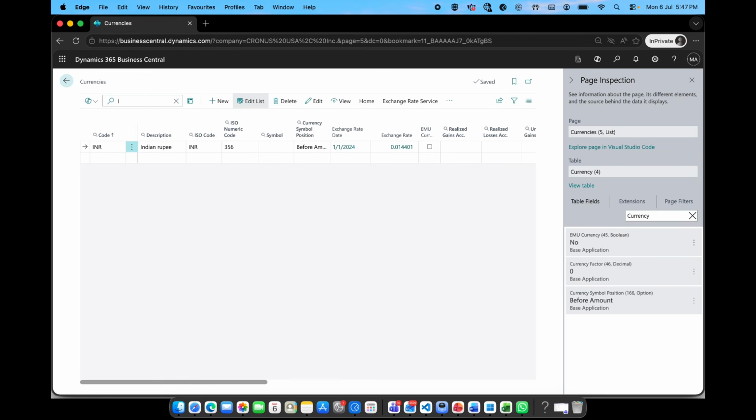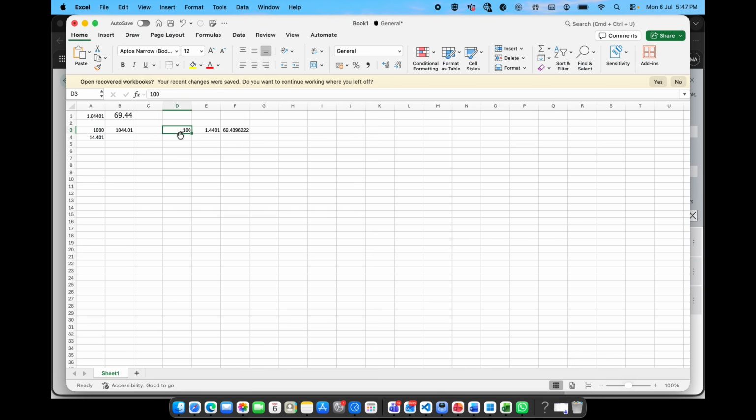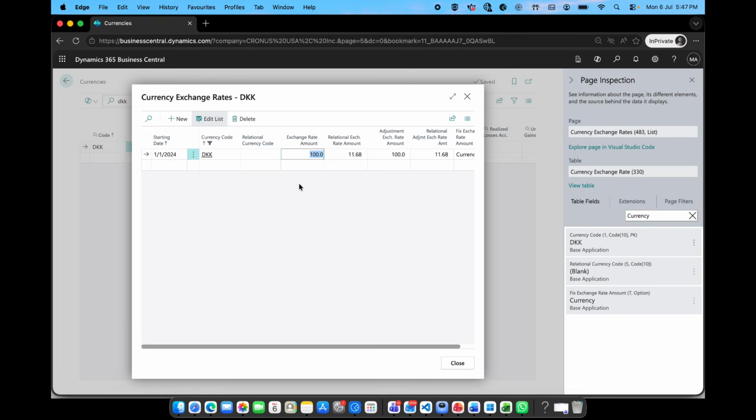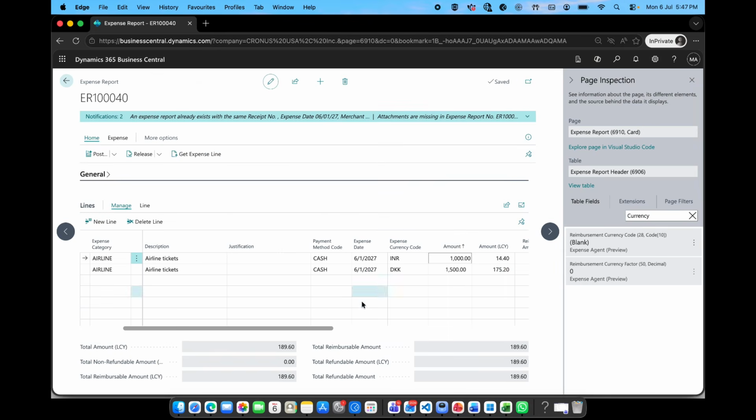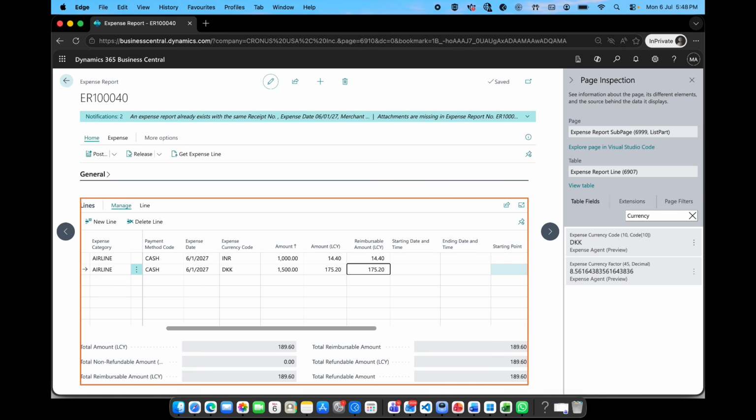And if I talk about DKK, I think, yeah, so that should be 11.68. So let's keep that as well in tab. 11.68, and I will make this 100. Okay, so that's 8.56, right? And that makes sense, right? We just basically take the exchange rate, and based on that, it calculates my reimbursement amount, right? So it's a straightforward calculation.